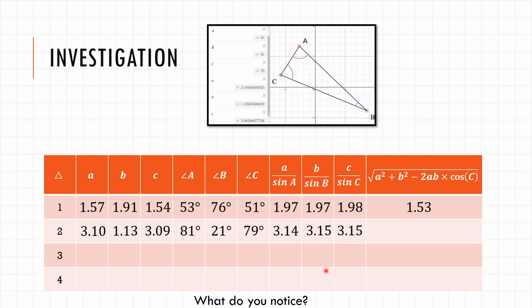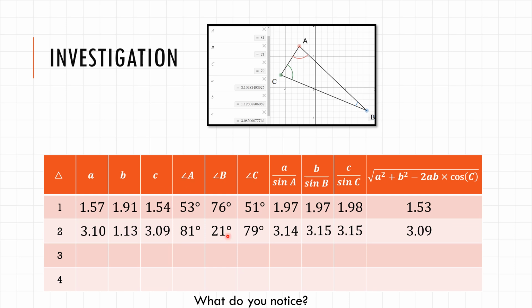What you should get if you do the square root of 3.10 squared plus 1.13 squared minus 2 times 3.10 times 1.13 times cosine of 79. Once you do all of that, you should end up with about 3.0903, which will round to about 3.09.